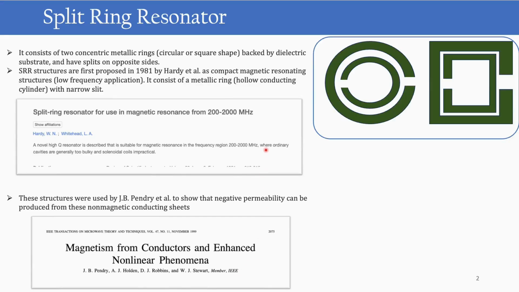Let's see what a split ring resonator is. It consists of two metallic rings, which may be circular or square shape, backed by a dielectric substrate, and they have two splits at the opposite ends.